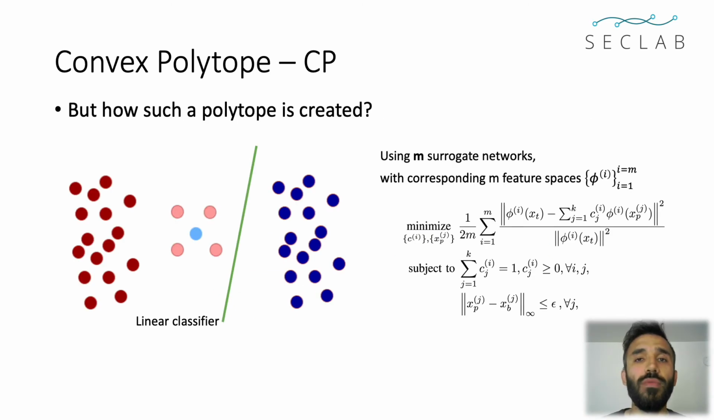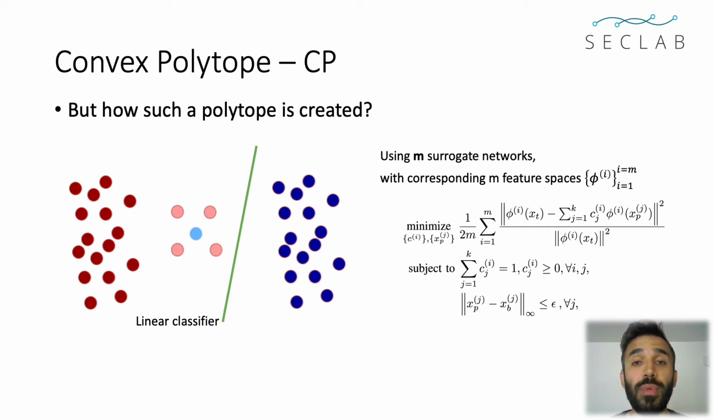But how is such a convex hull created? The CP attack refines poison samples to optimize this loss value, which is computed over M surrogate networks at the same time. This loss becomes zero for each surrogate network when our target sample is written as a weighted positive average of our poison data.